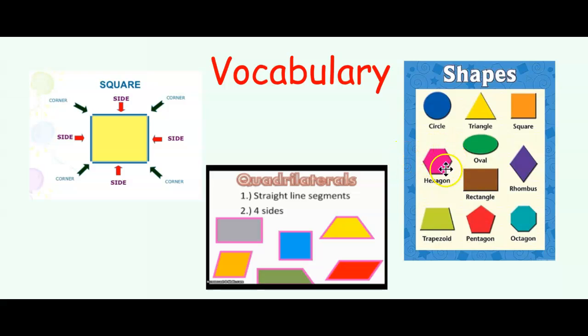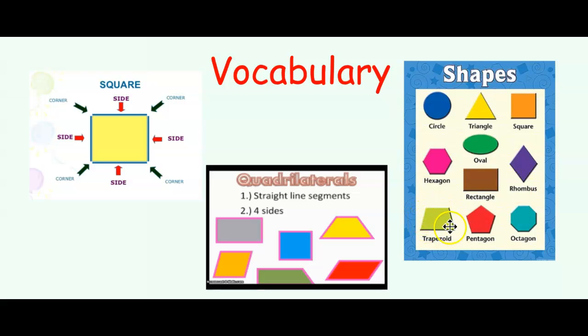A hexagon is a shape with 6 sides and 6 angles because hexa means 6. And it is not a quadrilateral because a quadrilateral only has 4 sides. A rectangle has 4 sides and 4 angles. Is it a quadrilateral? That's right, it is. A rhombus or diamond has 4 sides and 4 angles. Is that a quadrilateral? You're right, it is.